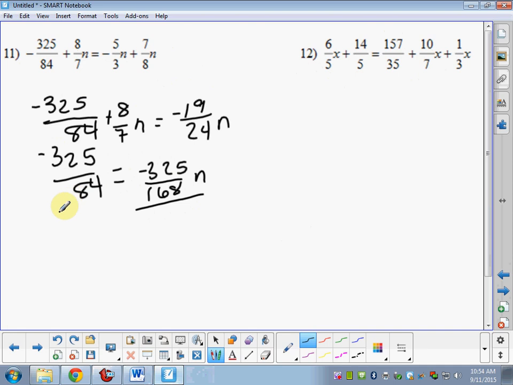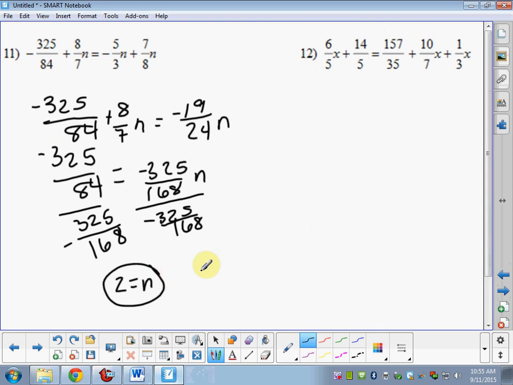You would divide each side by this fraction, this -325/168. Please don't think I'm doing this in my head. I already did it on a calculator. So I'm just writing down what I got because I showed you guys how the calculator will help you through this. You get 2 = n.